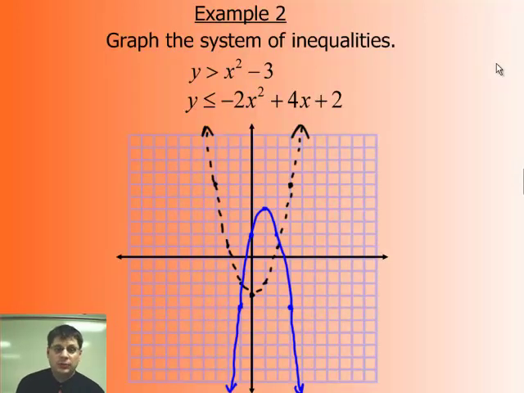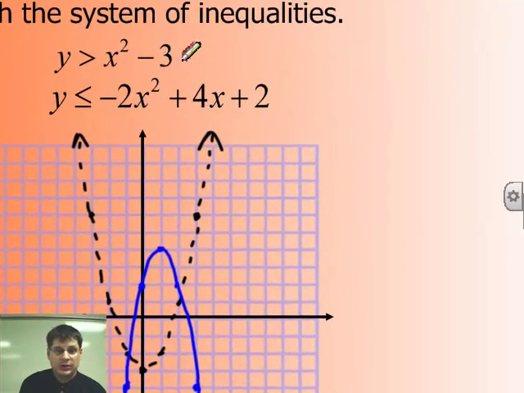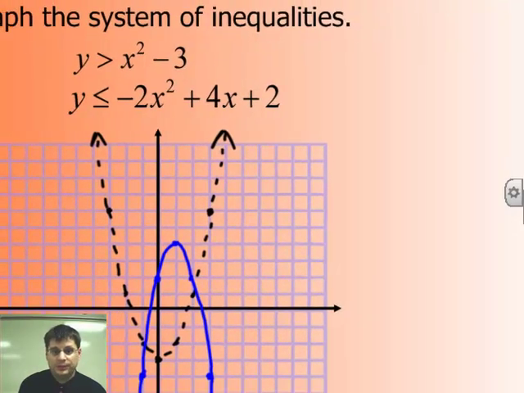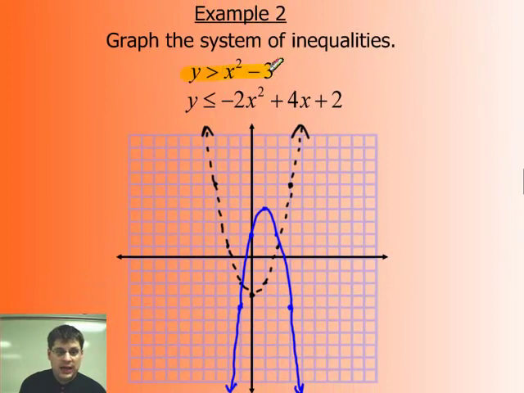We're also going to have to be able to graph systems of quadratic inequalities. The first inequality, y is greater than x squared minus 3, is going to be my dashed line, because this is not inclusive, and I know that it's going to be opening up, whereas the other one's opening down. And we want all values of y greater than x squared minus 3. So anything above this curve would be the region we would shade in for this one.